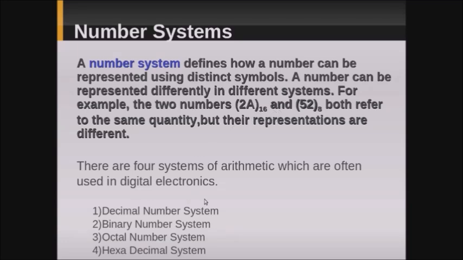And in our daily life, we would be using four types of number systems: decimal number system, binary number system, octal number system, and hexadecimal number system. So initially we would talk about the first number system, that is decimal number system, because this is the one in which we have good knowledge.